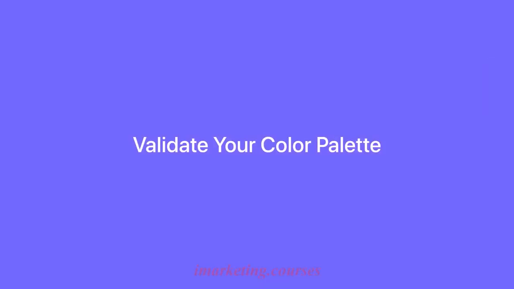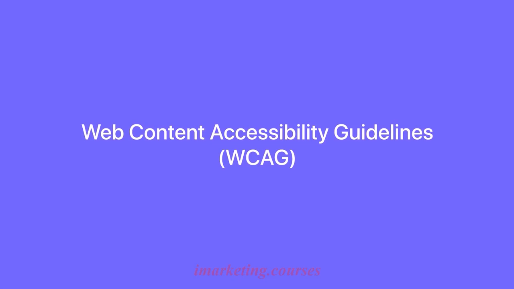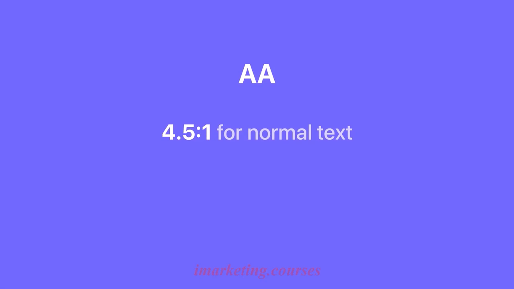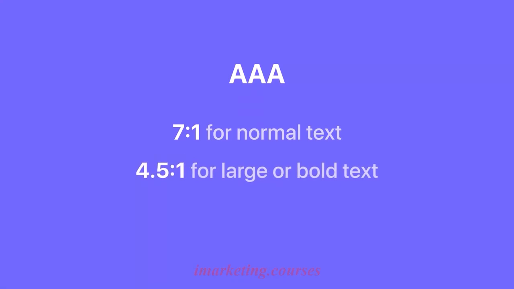One of the factors that we should always check regarding color accessibility is the contrast ratio. According to Web Content Accessibility Guidelines, or WCAG for short, there are 2 different levels of contrast ratio: AA for minimum contrast or AAA for enhanced contrast. The AA level requires a minimum contrast ratio of 4.5 to 1 for normal text and 3 to 1 for large or bold text. On the other hand, the AAA level requires a minimum contrast ratio of 7 to 1 for normal text and 4.5 to 1 for large or bold text.